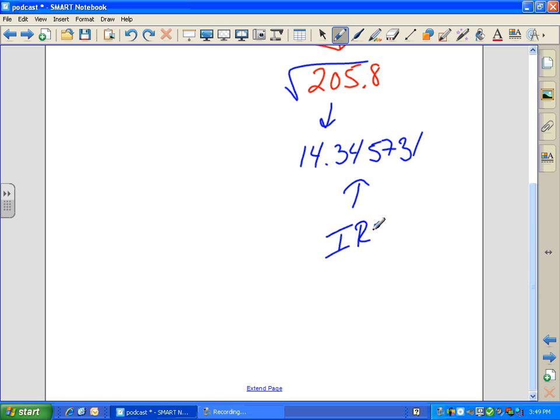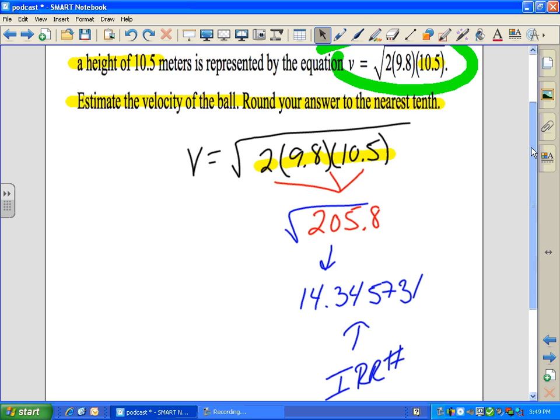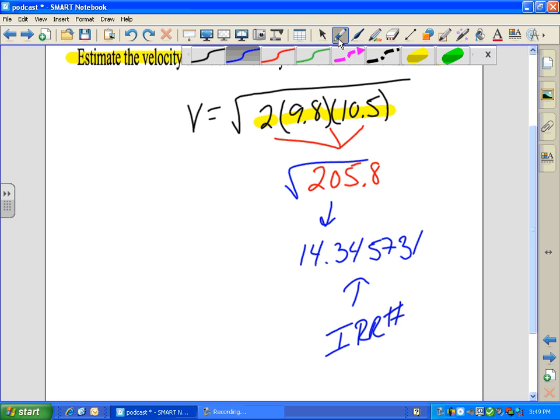That, by definition, is an irrational number. It's not terminating, it's not repeating, it keeps going, there's no pattern. Irrational number. Round your answer to the nearest tenth.